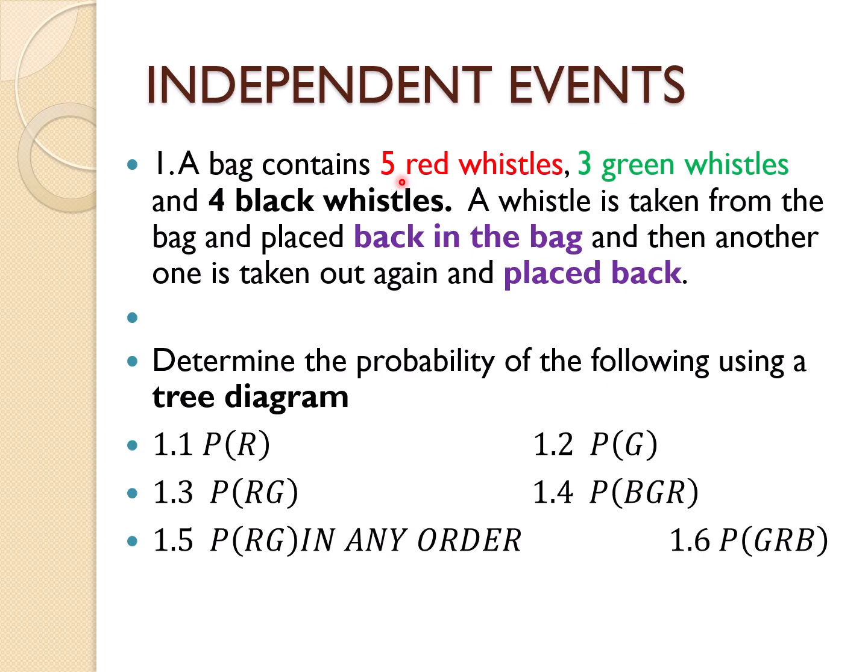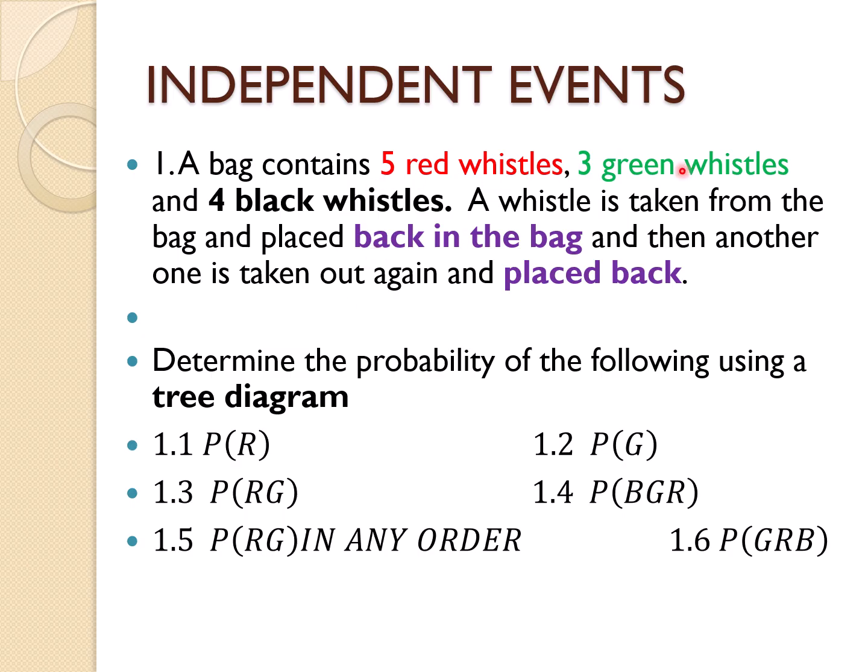So we have a bag that contains 5 red whistles, 3 green whistles, and 4 black whistles. So that's 5 plus 3 gives me 8. I have 12 whistles in total. A whistle is taken from the bag and placed back in the bag. Then another one is taken out again and placed back. So every time we take a whistle out of the bag, we're putting the same whistle back in the bag.